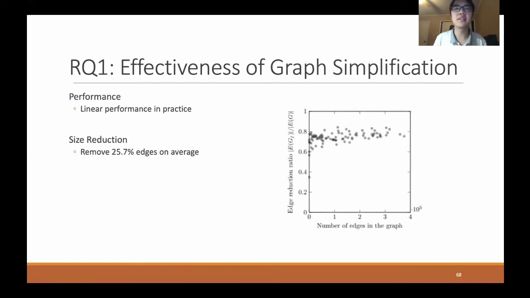We then present the size reduction result. In the figure, the x-axis is still the size of the graphs, and the y-axis is the reduction ratio, which is the size of the simplified graph divided by that of the original graph. We see about a quarter of edges get removed on average, and the simplification can consistently remove more than about 20% of edges in most of the cases.